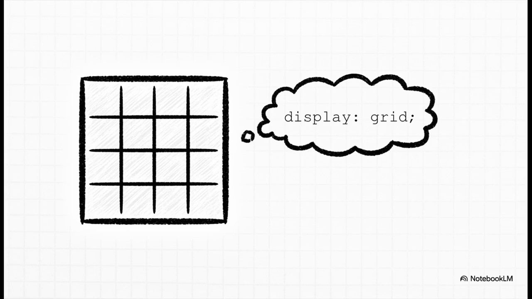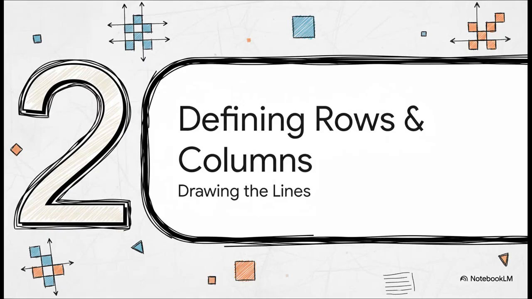And check this out. The magic really begins with just one simple line of code. To turn any element you want into a grid container, you just tell it, display grid. That's it. Your game board is officially open for business. So we have a board, but a chessboard without any squares isn't going to be very useful, right? So next up, let's look at how we actually draw the lines to define our grid structure.